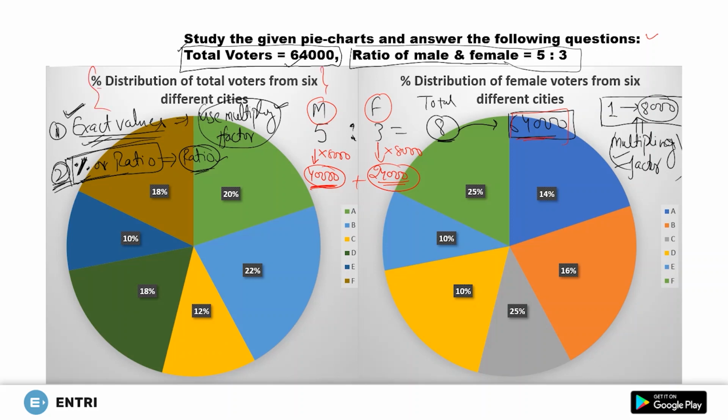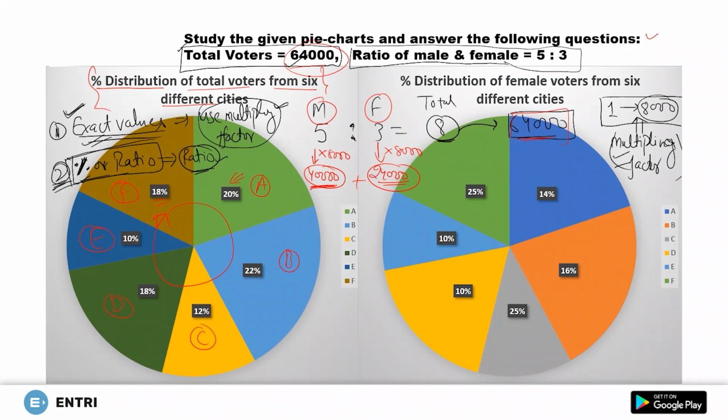Now what about these pie charts? In the first pie chart, the percentage distribution of total voters from 6 different cities, means these 64,000 votes are distributed here. In city A you will have 20%, in B you will have 22%, in C 12%, in D 18%, in E 10%, and in F 18%.